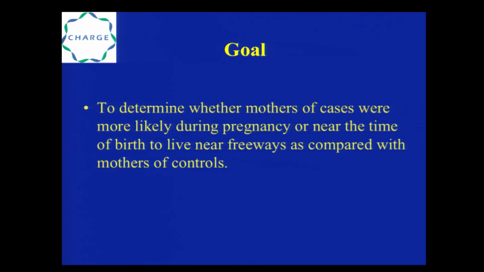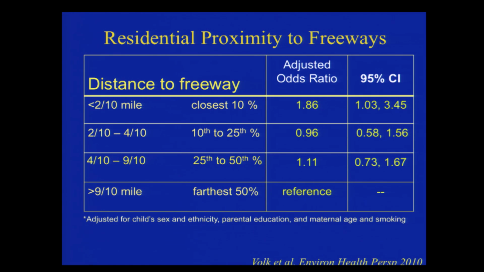Air pollution was a second factor. We were interested in finding out whether mothers of cases were more likely to live near freeways or have higher exposures to ambient air pollutants as compared to the mothers of controls. The way we did this was we characterized where their household was using ArcGIS to map the homes. And then using the Caltrans database on freeways, we determined how close they were to their closest freeway, with the referent group being those who were 9/10 of a mile or further, basically the furthest 50% of the population. And those in the closest 10% had this higher odds ratio of almost 1.9.